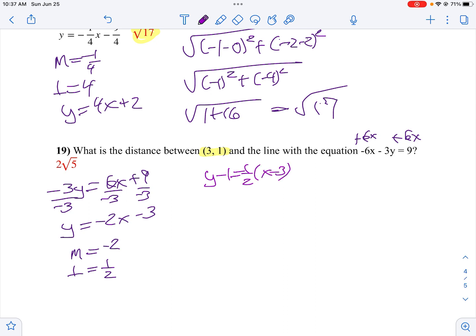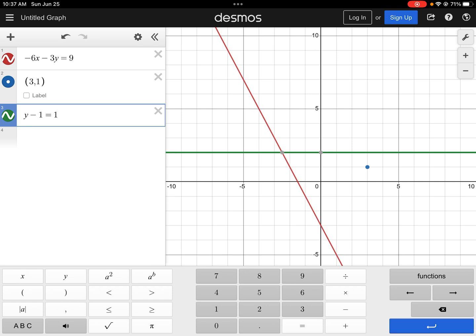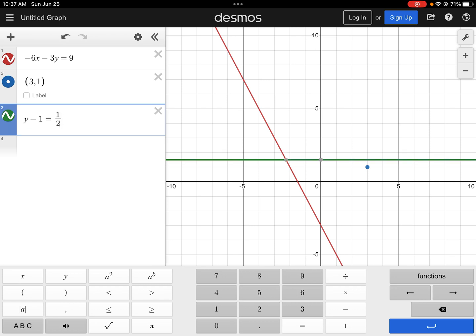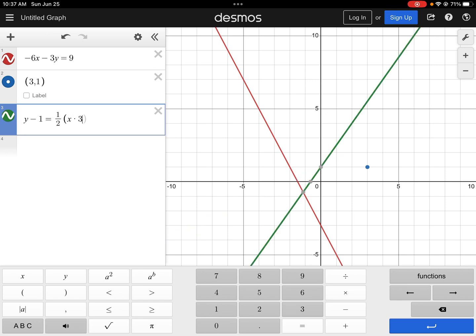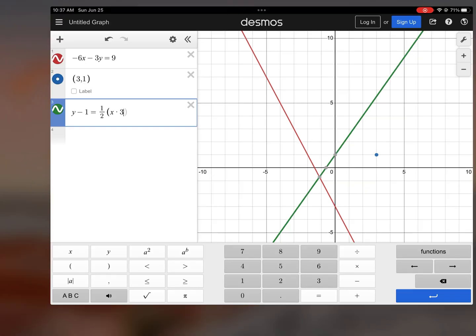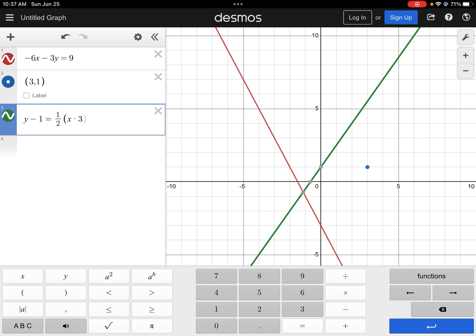Let's graph that. Y minus 1 equals 1/2 parentheses x minus 3. I did not do that right. Y minus 1 equals 1/2 x minus 3. Did I type that in right? Oh, I put a dot in there. Minus 3. There we go.